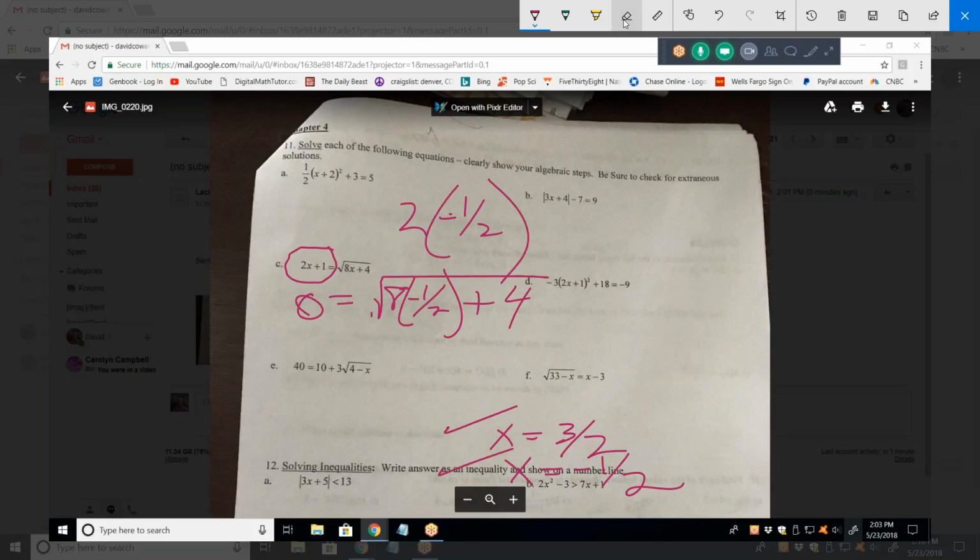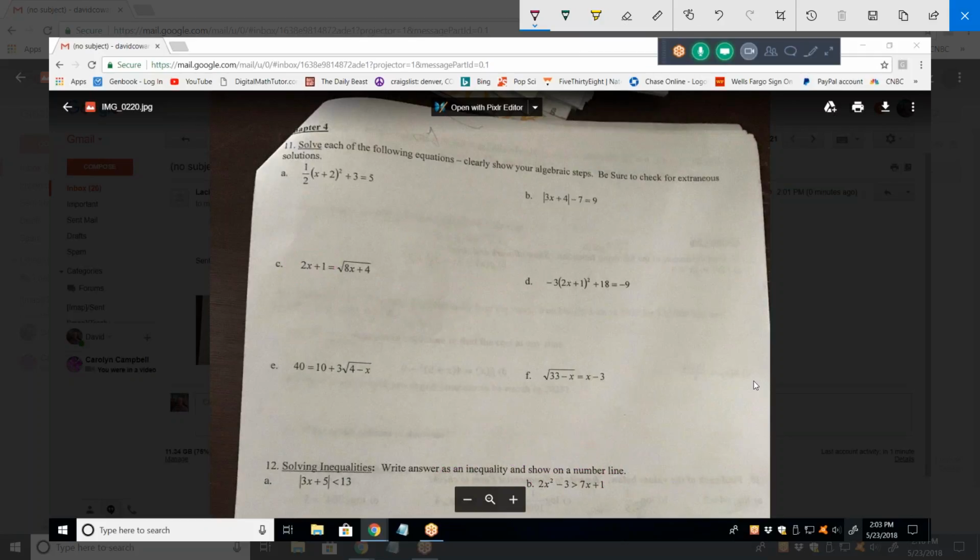That's all we have to do to check for extraneous solutions: make sure that the equation remains an equation with both of your solutions. Sometimes they won't be, and you'll have to cross out the one that doesn't work.